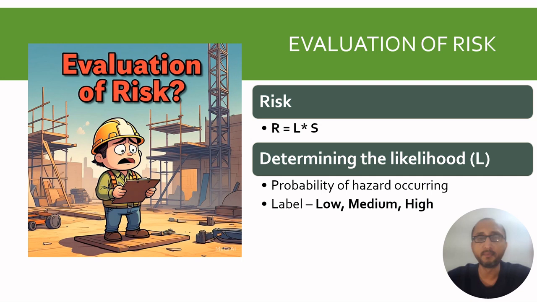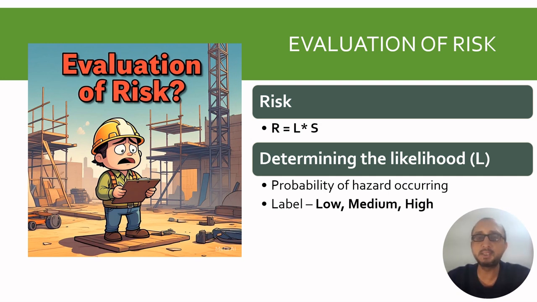How do we evaluate? We look at three factors and then decide on the basis of these three factors. Number one, how often the hazard is present and for how long it will stay there. Second, how many people will be exposed to the hazard. And third, the existing controls, which controls we have implemented. On the basis of these three factors, we estimate the probability of the likelihood.